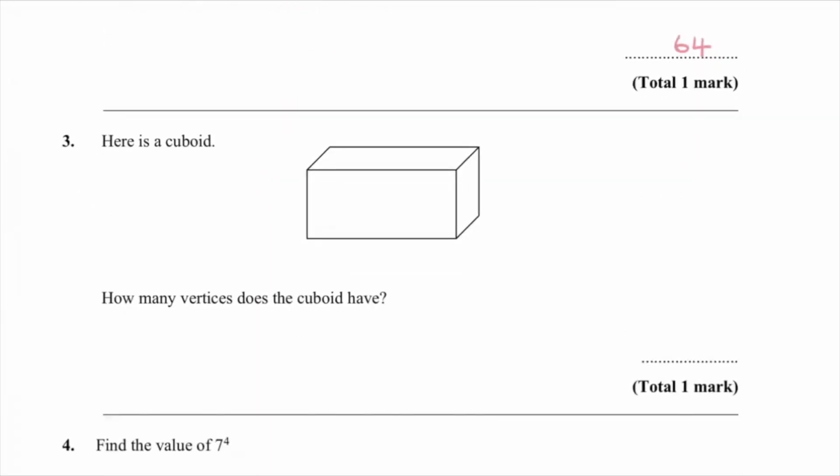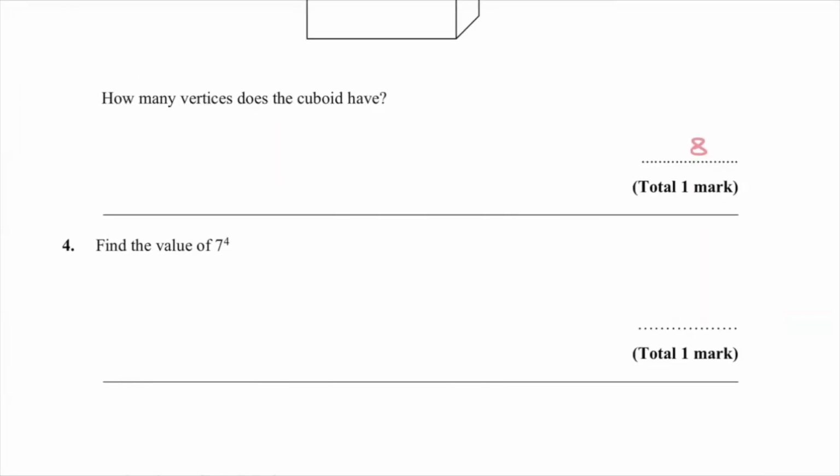How many vertices does the cuboid have? Well, vertices are the corners, and there are 8 corners on that 3D shape. Just use your calculator for this one. They're really just testing if you know how to use the buttons on your calculator with a question like that.